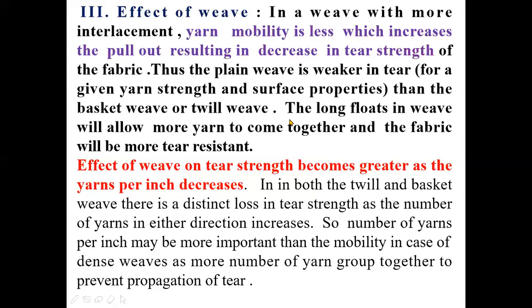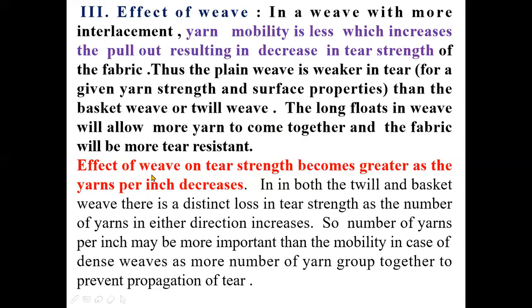So fabric with long floats in the weave will allow more yarn to come together, and the fabric will have more tear strength. So in this case, provided the other things remain constant, you can say the twill weave will give more tearing strength. Why? Because in the case of the twill weave, the number of interlacement will be much less than that of the plain weave, and more yarn will form the groups and prevent the tear.